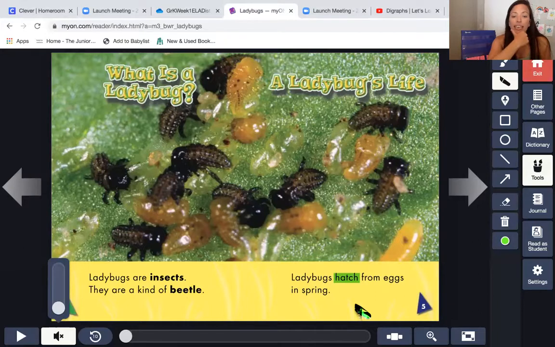It says in the text, ladybugs hatch from eggs in spring. When I think of hatching from eggs, that reminds me of a chick, like a chicken. And I know that when chicks hatch from eggs, they are still babies. I'm looking at this photograph up here, and it looks like these little black bugs are coming out of these clear shells. So I think it's telling me that ladybug babies are coming out of their shell and being born in the spring.